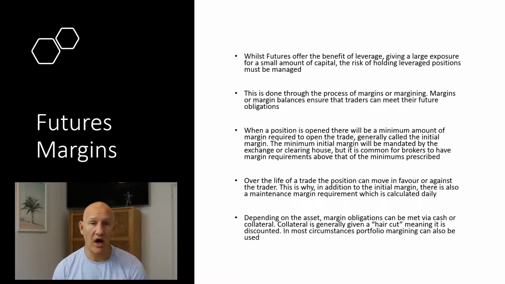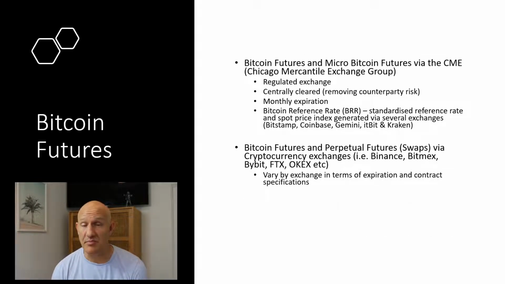It's also quite common that you can use portfolio margining. That means that you might have a number of different assets and you can effectively use that collateral across all of your margin exposure. So looking now at Bitcoin futures more specifically.